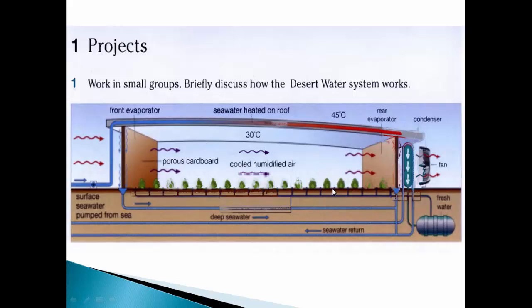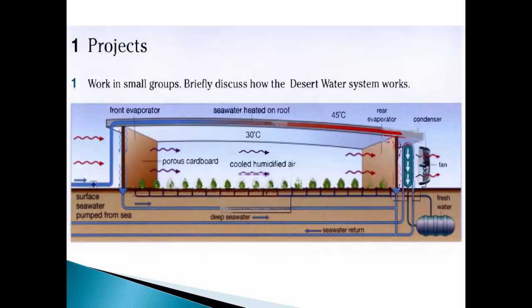Now we should analyze this project. First of all, the technology used in a seawater greenhouse consists of two simple elements: the cardboard evaporator and the basic condenser. So the cardboard is given and the condenser is here. These two basic elements are the major parts of this system: the cardboard system and the condenser.